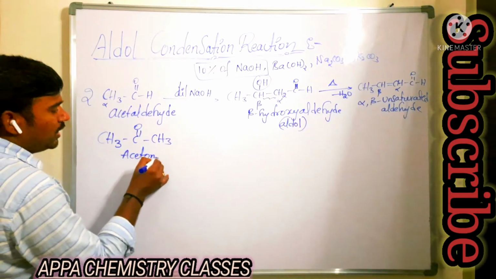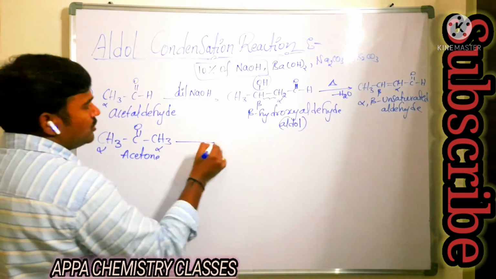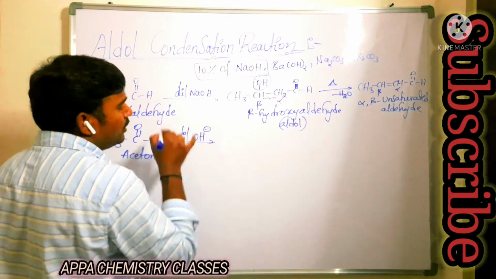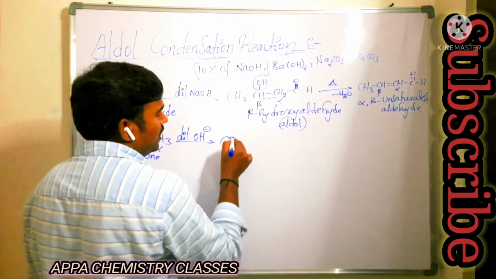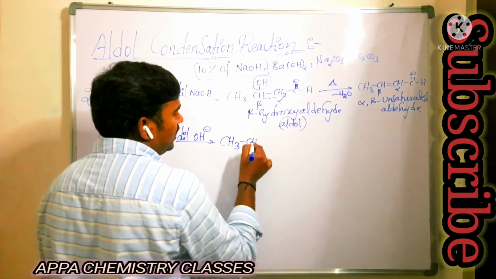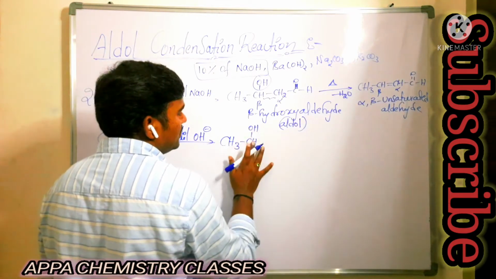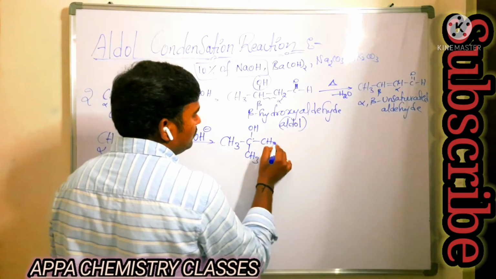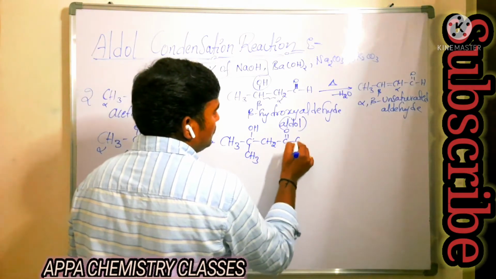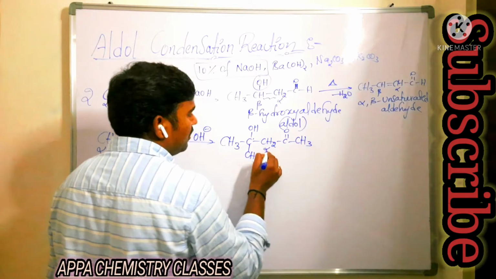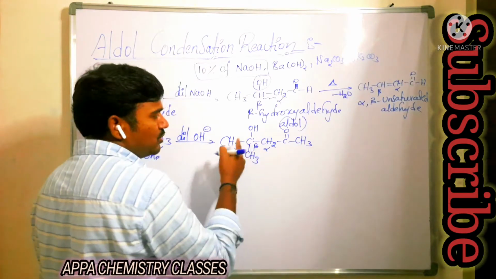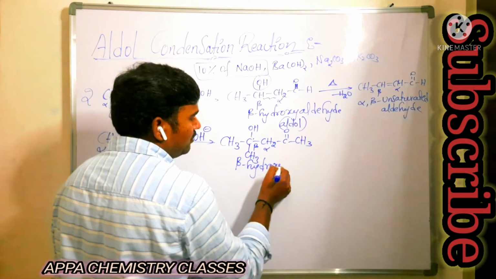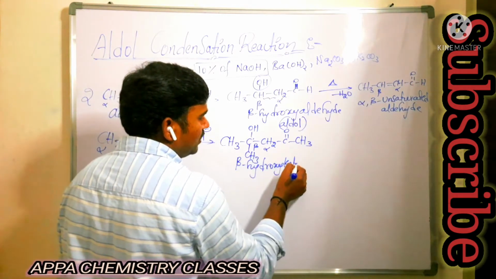This acetone contains 2 alpha hydrogens. So when it reacts with dilute base, dilute OH minus ion, then what happens? We are going to get CH3 COH CH3, CH2 C double bond O CH3. Now it is alpha carbon, it is beta carbon. So beta hydroxy ketone. Beta hydroxy ketone is called ketol.